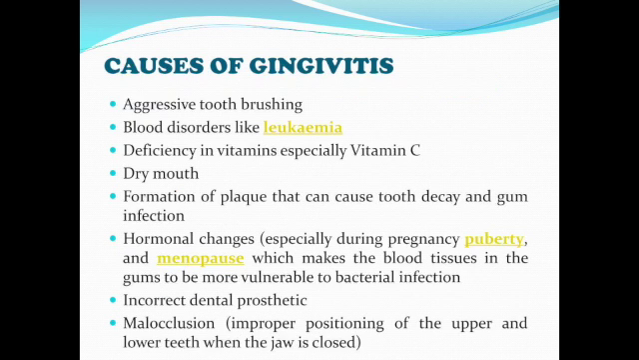Now the causes of gingivitis. It is the aggressive toothbrushing. It can be blood disorders like leukemia, deficiency in vitamins, especially vitamin C, dry mouth, formation of plaque that can cause tooth decay and gum infection. The most important is the hormonal changes. It can be mostly seen at the age of puberty, pregnancy and menopause because all these conditions make the gum tissue more vulnerable to bacterial infection.